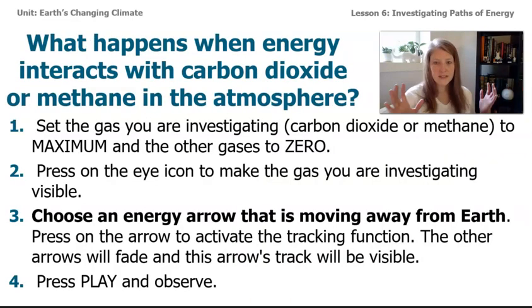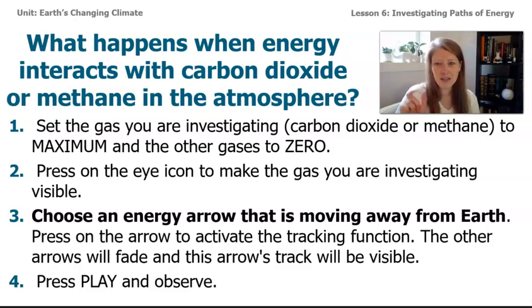The directions are a little complex, so let me walk you through them, and then I'm going to show you how to do it on the sim. The most important thing is to be patient, because sometimes it takes a while to capture one of these energy arrows interacting with the gas, but it is happening, I promise. The first thing you want to do is set the gas you're investigating, whether it's carbon dioxide or methane, all the way to maximum, so 500 parts per million. Then the other gases in the sim, you want to set to zero because we don't want any of those gas molecules to interact with our energy arrows.